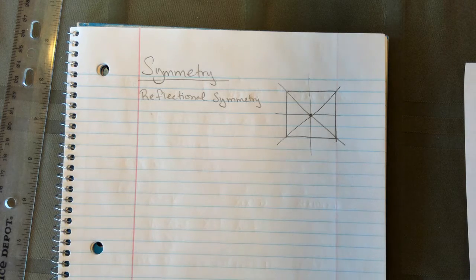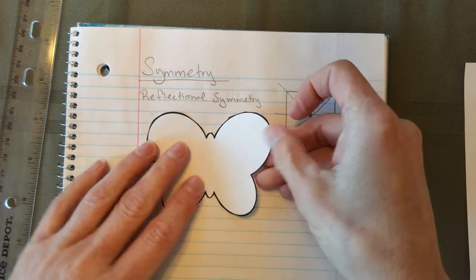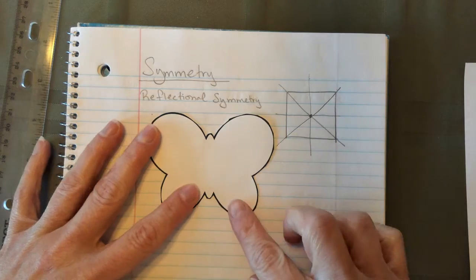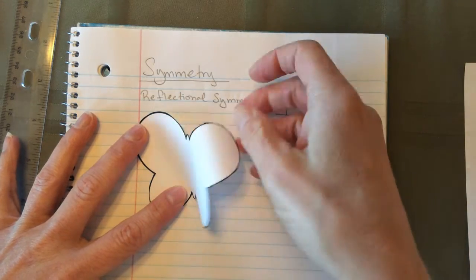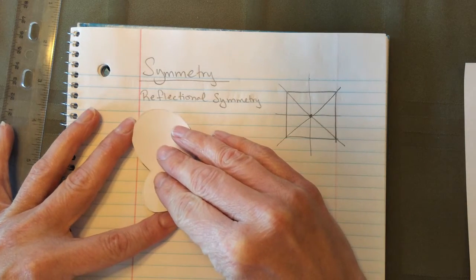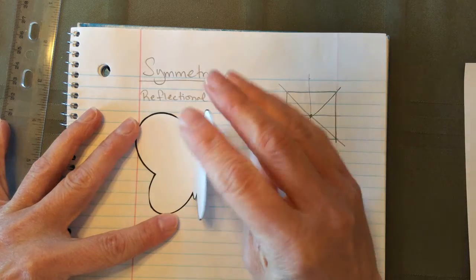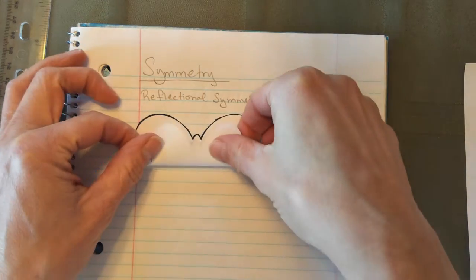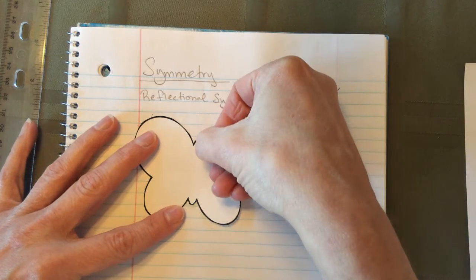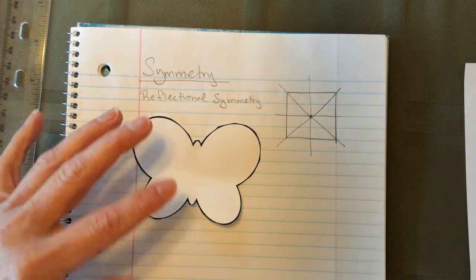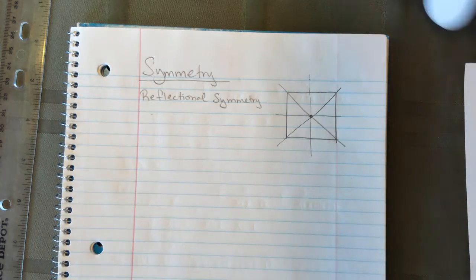Well, maybe we should take a look at the butterfly. So how many lines of symmetry does the butterfly have? Well, if I fold it this way, wing to wing, hey, that works. If I fold it this way, not so much. So this butterfly is going to have one line of symmetry.